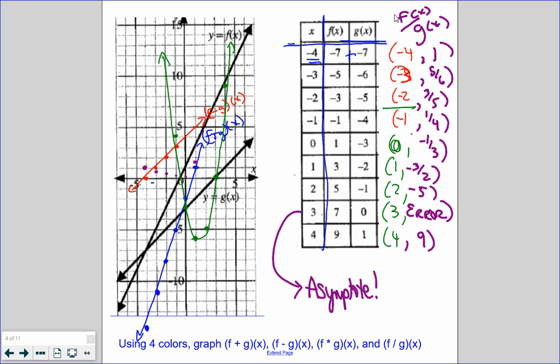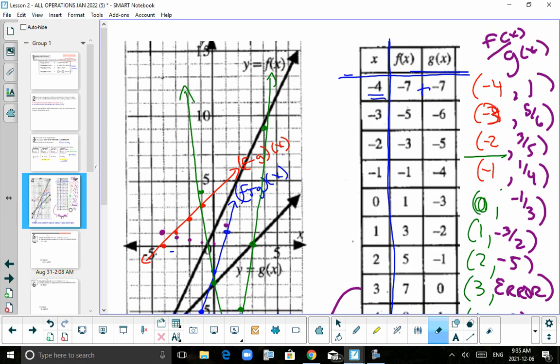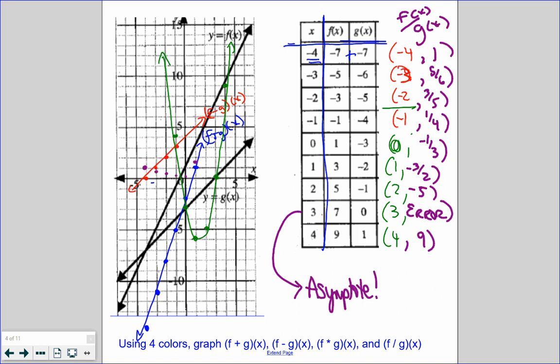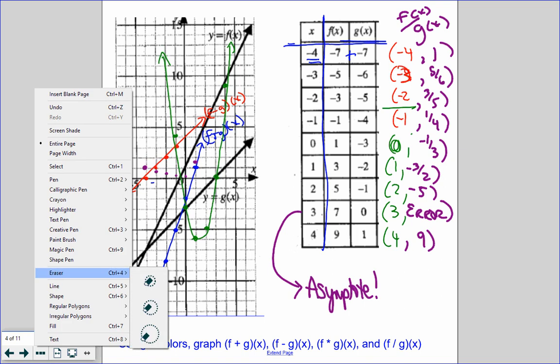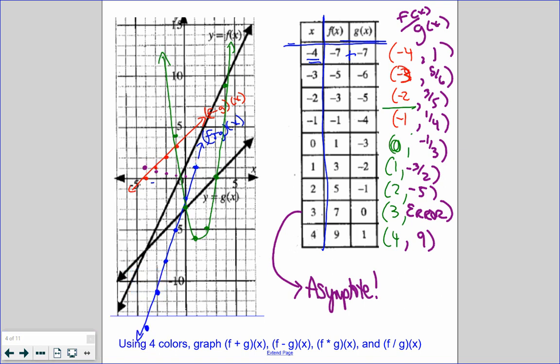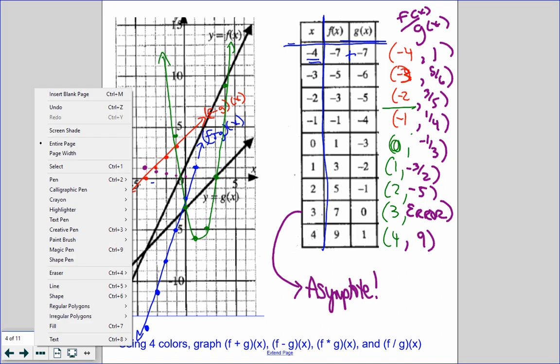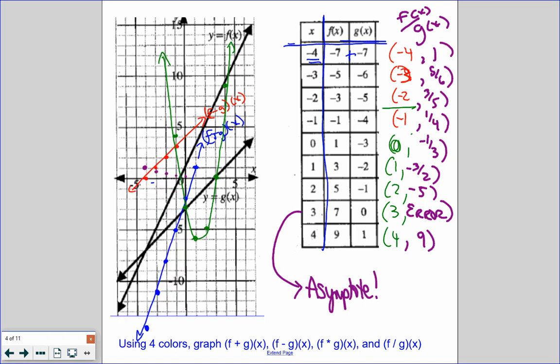Sorry, this one's wrong here. Oops. Okay, just hold on a second here. So this point right here should be right here. So 1 comma negative 1.5. There we go. 2 comma negative 5. And then at 3 we have an error. So what that is here is that's this asymptote. So our line, whoops, our curve goes like this.